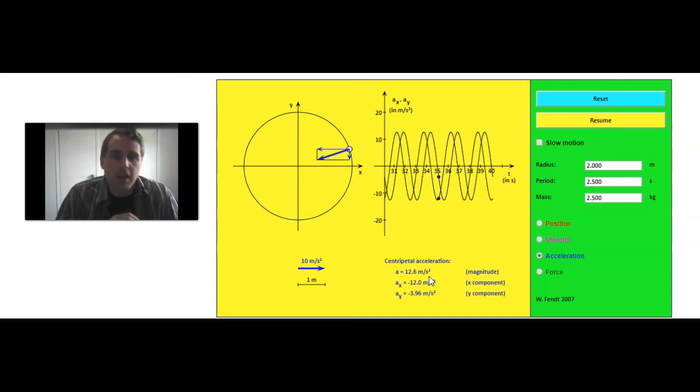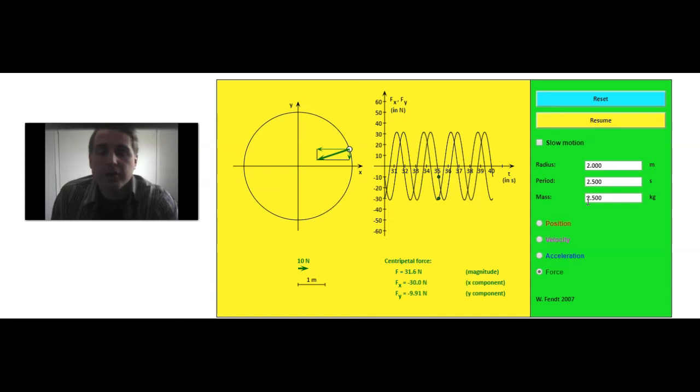Now, what happens to the force, namely the centripetal force? Well, if we just take this centripetal acceleration and we multiply it by the mass of 2.5, we've got 31.6 newtons. And again, since the centripetal acceleration has gone up by a factor of 4, so has the centripetal force. But again, we multiply by mass.